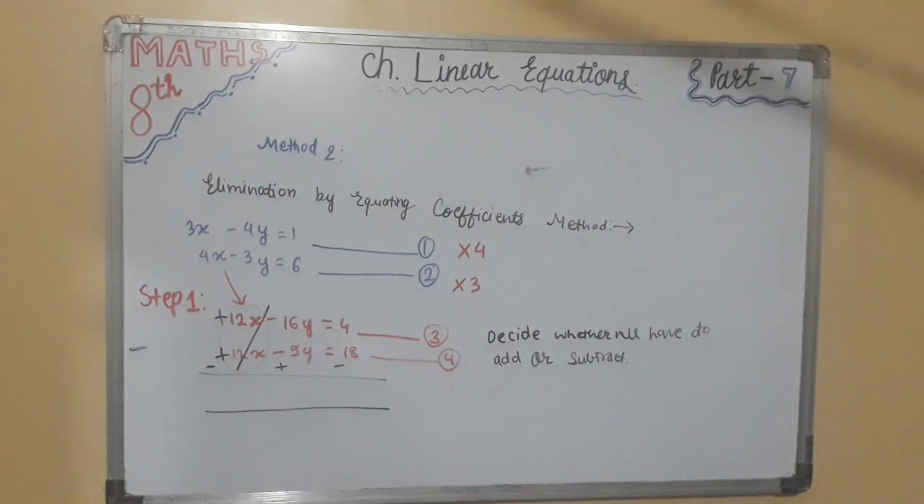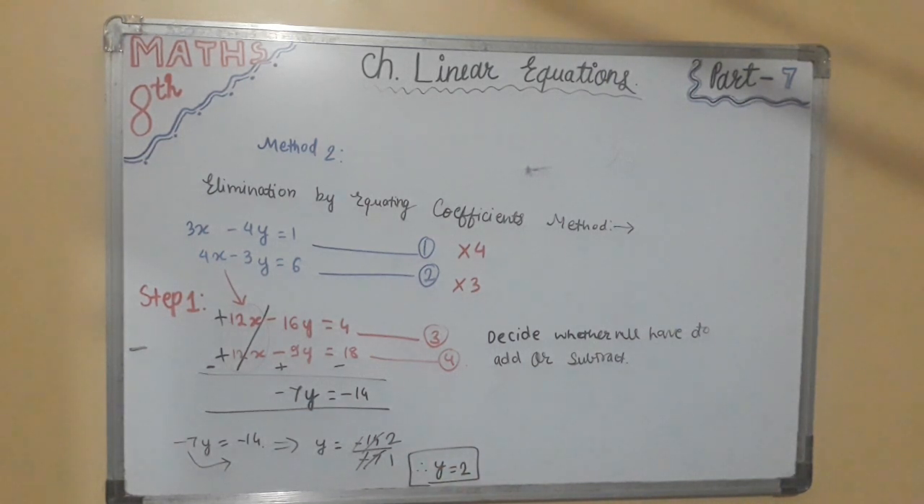So by subtracting, the answer will come minus 7y, and that will be equal to 4 minus 18, that is minus 14. So minus 7y is equal to minus 14. We will transpose minus 7, so y is equal to minus 14 by minus 7. The minus minus sign will get cancelled. 7 ones are 7, 7 twos are 14. Therefore we will get the value of y, that will be 2.